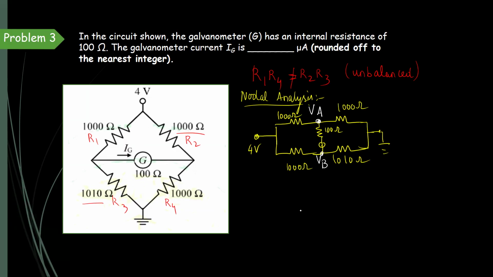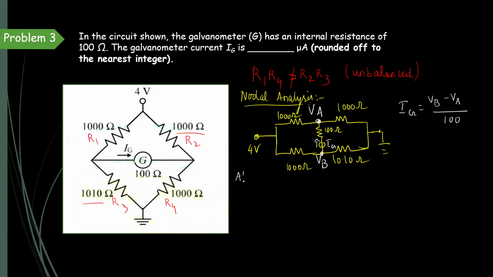Now I am going to apply nodal analysis to find the voltages VA and VB, because Ig is the current flowing through the galvanometer, given in this direction. So this Ig is nothing but VB minus VA, the difference of voltage depending upon the polarity, divided by 100 ohms. So for that we have to find the two nodal voltages. Let me apply the nodal analysis method.